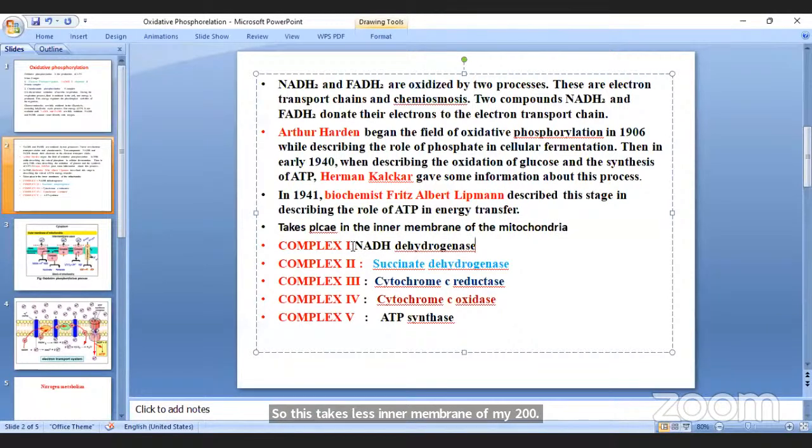Already told you the total number of complexes is 5. Complex 1, complex 2, complex 3, complex 4, and complex 5. Complex 1 is called NADH dehydrogenase. Complex 2 is called succinate dehydrogenase. Complex 3 is cytochrome C reductase. Complex 4 is cytochrome C oxidase. Complex 5 is ATP synthase. For the 5 complexes, clear? Let's see the arrangement of the complexes.